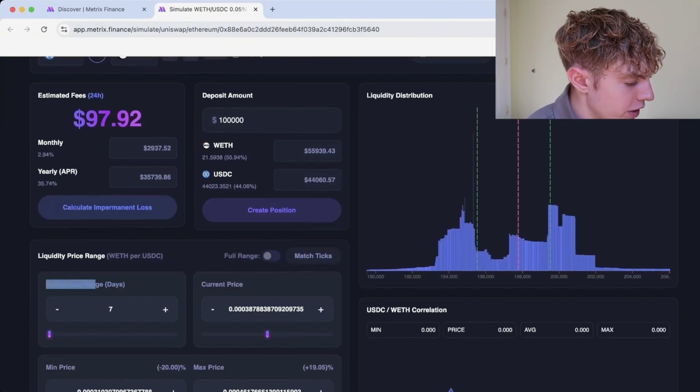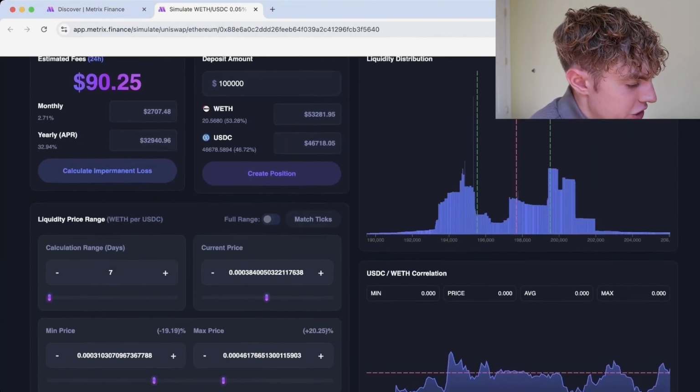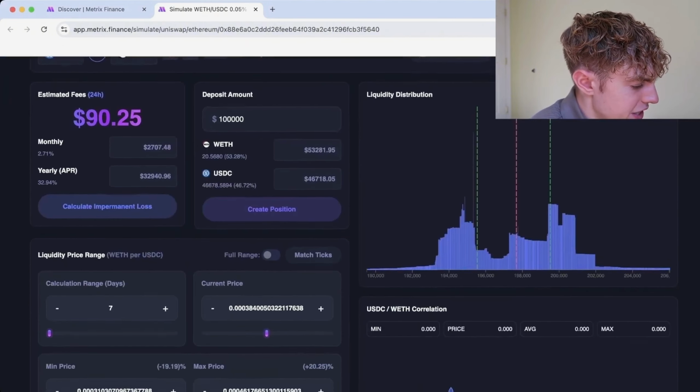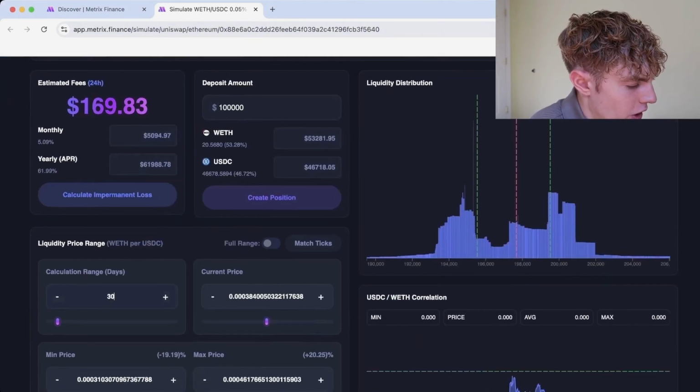So if I set the calculation range to 7 days and set this as the current price right here, looks like we're getting a 35% yearly APR. So keep in mind, calculation range is what decides how many days are being factored into your calculation. It seems realistic to only use the recent days of data, so we want to accommodate for that.